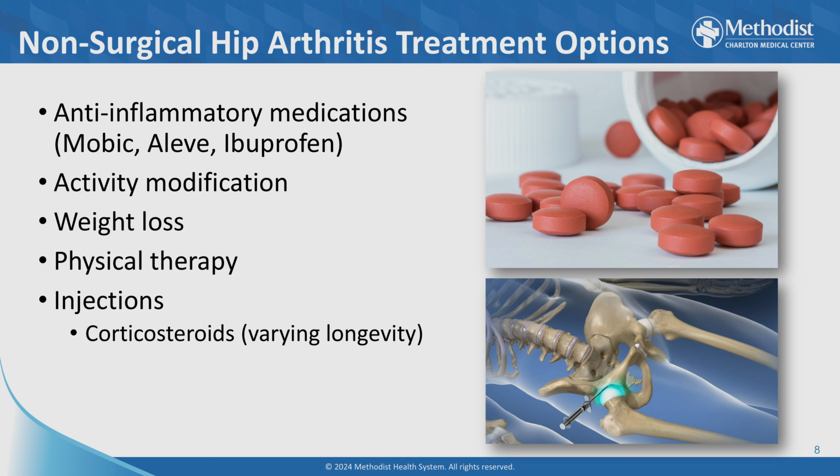Weight loss is important, both for hip and knee arthritis. Your hip joint sees roughly 4 times your body weight for every step you take. So losing even 5 pounds can help you lose 20 pounds per step on your hip joint, which can be really helpful if you have hip pain.